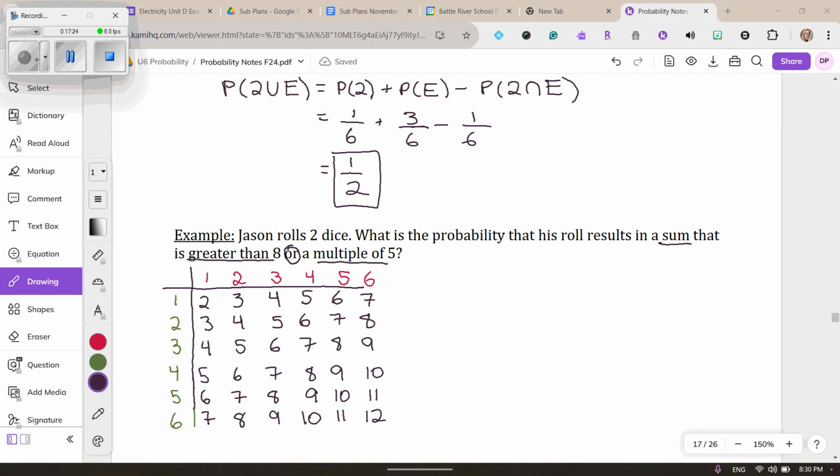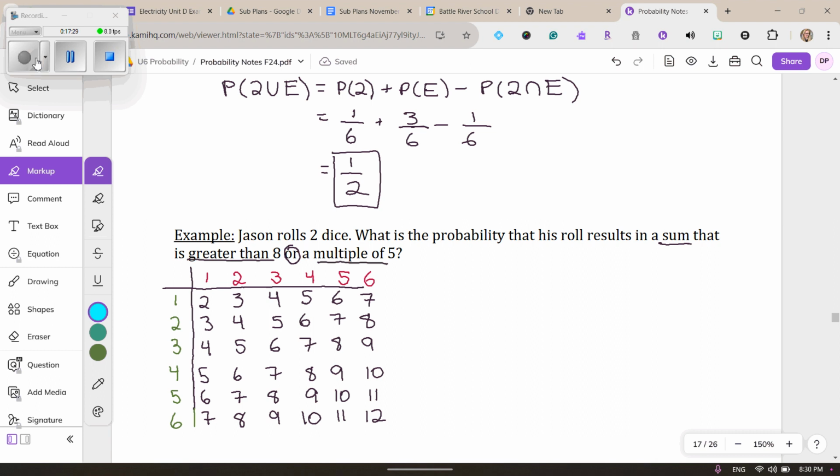All right, I have finished my sample space. So now I'm going to go ahead and highlight what I'm looking for. I'm looking for a sum that is greater than 8. So 8 is not greater than 8. So that will include 9s, 10s, 11s, 12s, and then it says or a multiple of 5. So I'm going to go ahead and shade these ones in purple. So remember, multiples of 5 are anything skip counting by 5. So that's going to include the 5s and the 10s. So the 10s, obviously, I have shaded in twice.